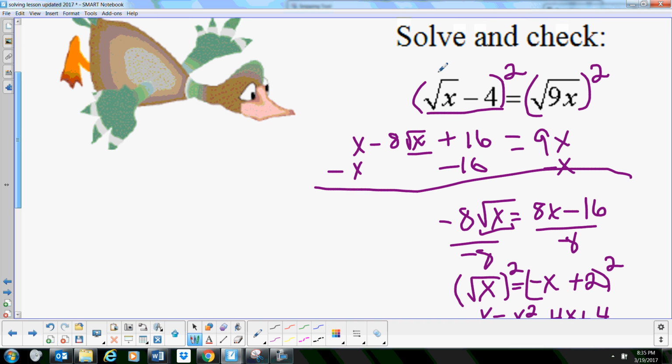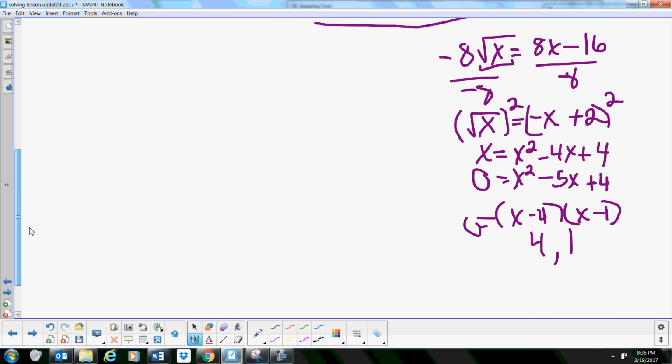Well, if I plug in a 4, I get 4 square root of 4 minus 4. Is that equal to the square root of 9 times 4? So that's going to give me 2 minus 4, which is -2. Is that equal to square root of 36? The answer is no on that one. So 4 is not a solution.